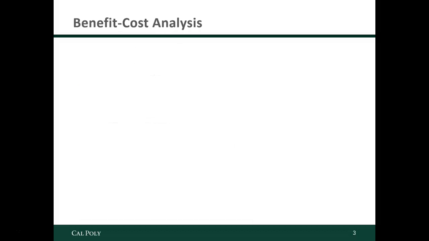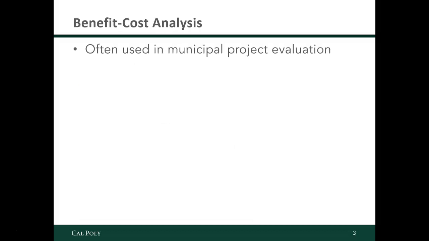Okay, benefit cost analysis. It's often used when you're judging municipal projects. The idea is that you take all the benefits that come from the project and all the costs that come from the project, and you take the ratio of those two things, and if the ratio is greater than or equal to 1, then it's worth doing the project.